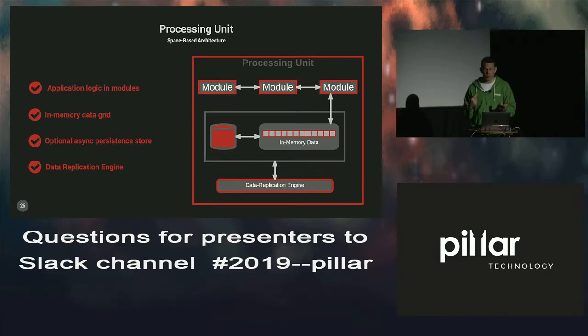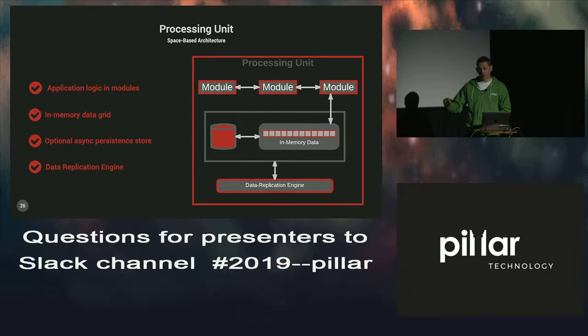There is an optional asynchronous persistent store. These are ephemeral. So if you want to save that data off and make sure that it's not destroyed when this processing unit goes down, then there's an asynchronous pattern that is recording what's happening in the in-memory database. And then there's a separate process that is doing data replication.